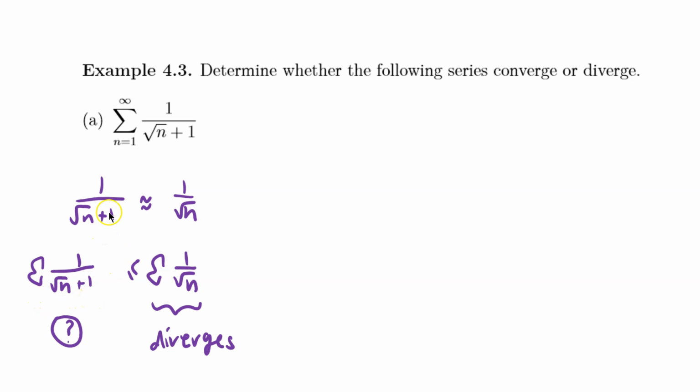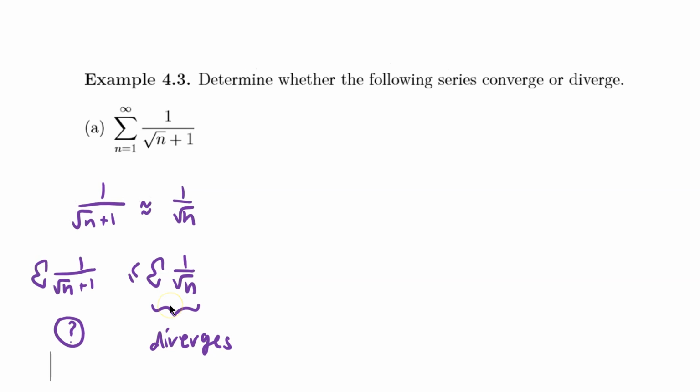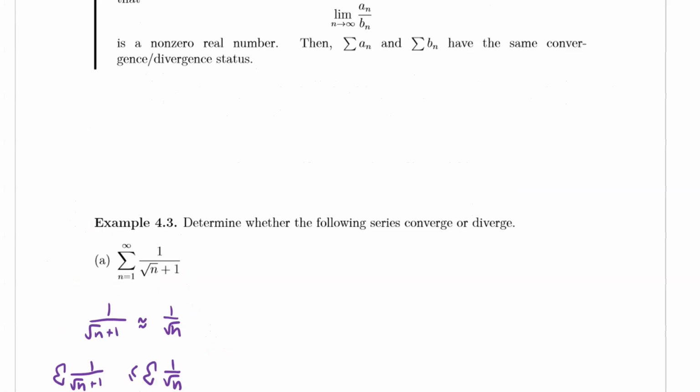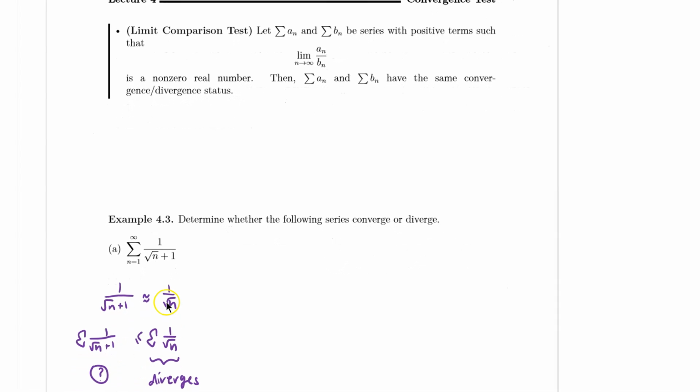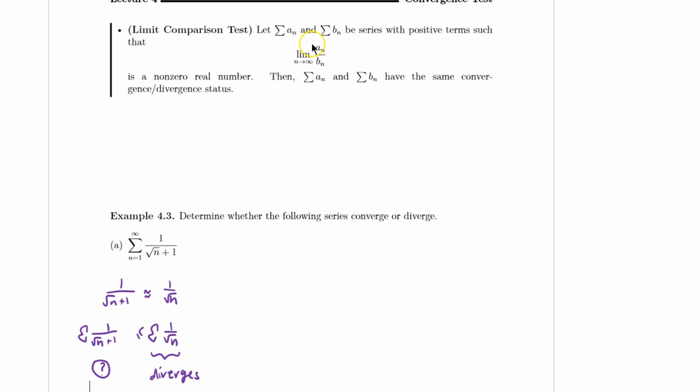But we expect that the value should be pretty close, so maybe it should diverge as well. But we can't conclude that using the comparison test, so we can use another test. This one is called the limit comparison test, and how this works is that when we have another series to compare with the original series, we can compute the limit of the ratio between the terms of the two series. We can compute the limit of an over bn, where n goes to infinity.